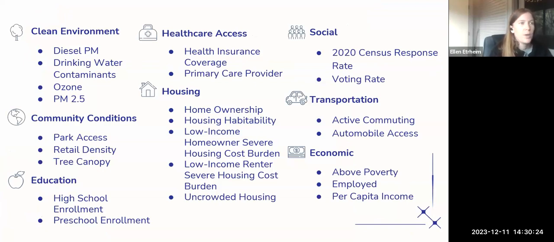So the index is comprised of 23 different indicators displayed here, and each of those indicators are broken down into different indicator groups. And those indicator groups are clean environment, community conditions, education, healthcare access, housing, social, transportation, and economic. Those indicator groups were chosen because they've been recognized to be social drivers of community health. So when these indicator groups are doing well, it means that the community is more likely to be healthy.